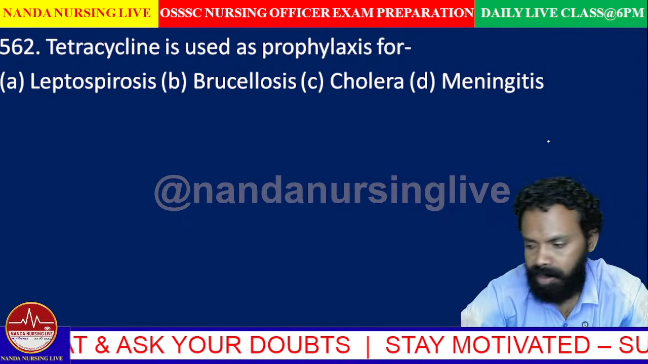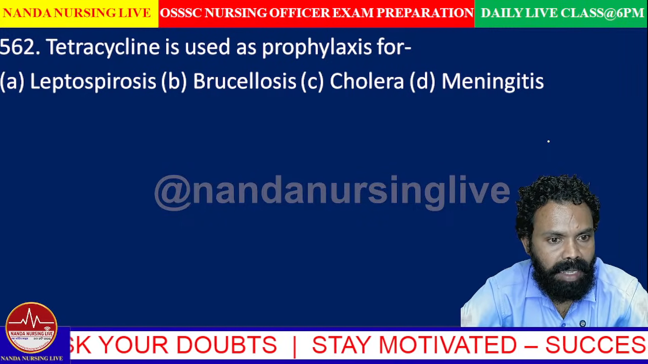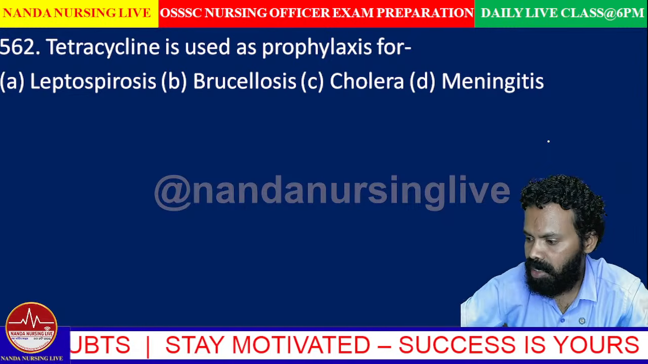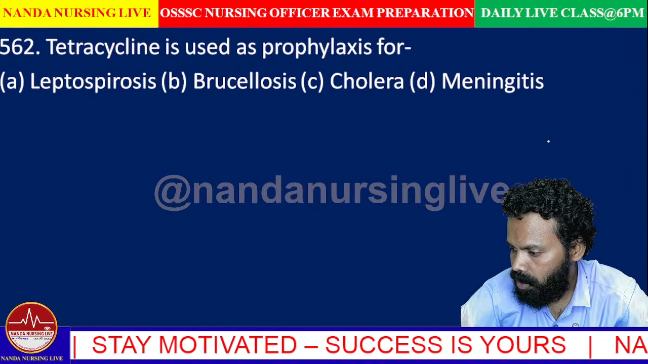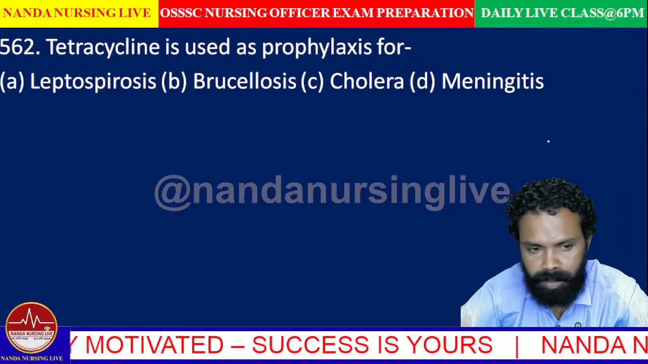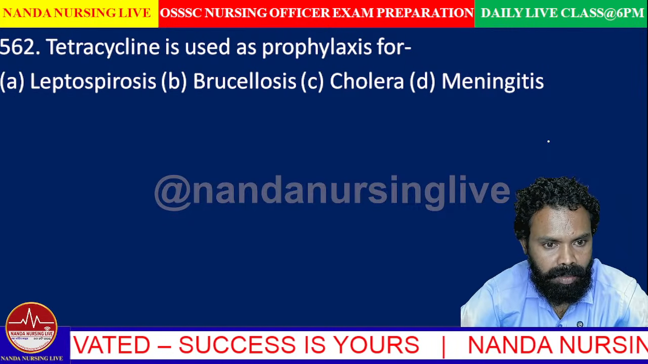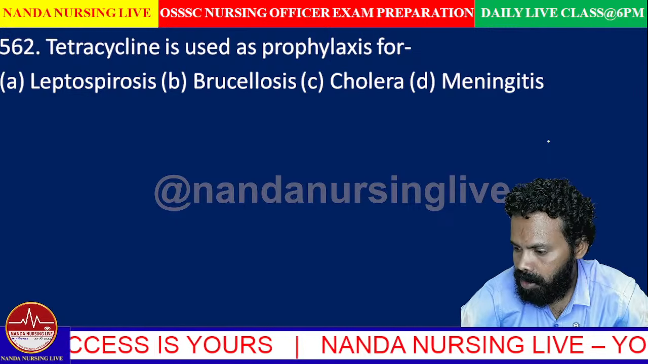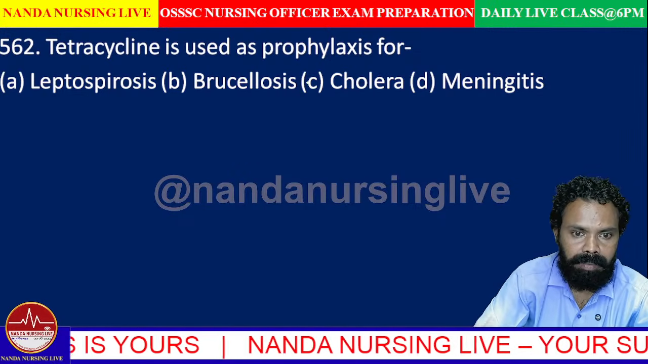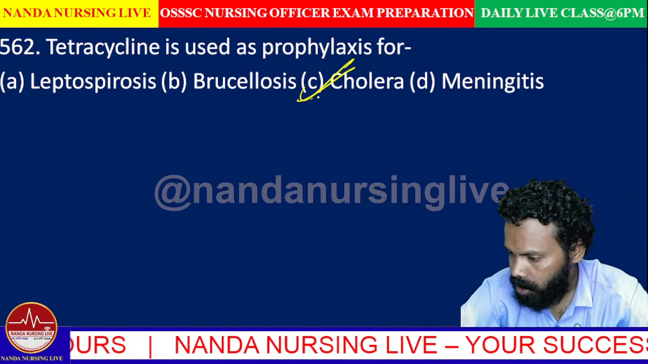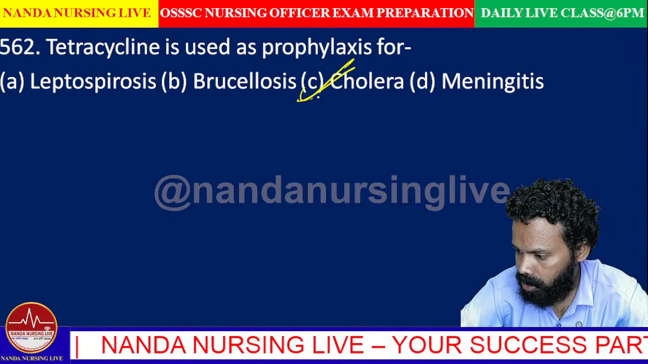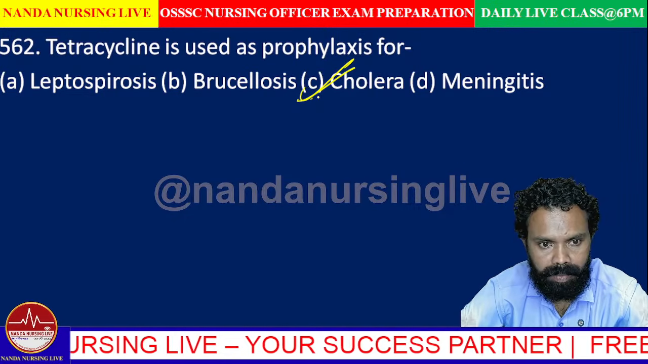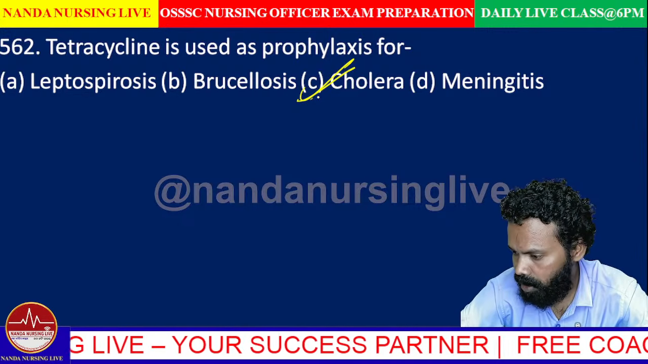Next question, question number 562: tetracycline is used as prophylaxis for: option A leptospirosis, option B brucellosis, option C cholera, option D meningitis. So which option is the correct answer? The correct answer is option C, cholera. So tetracycline is used for cholera prophylaxis.